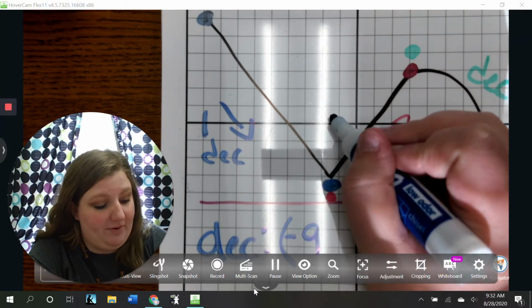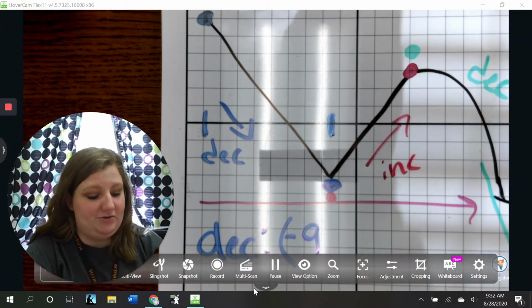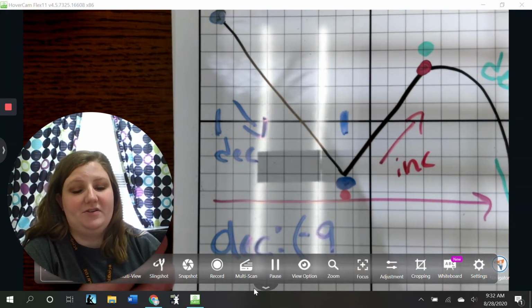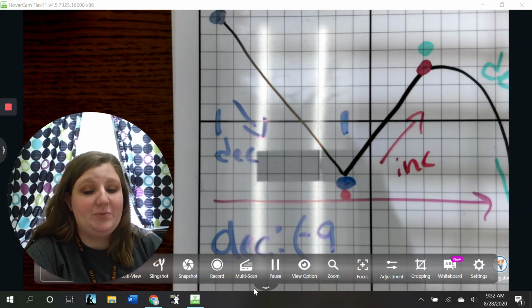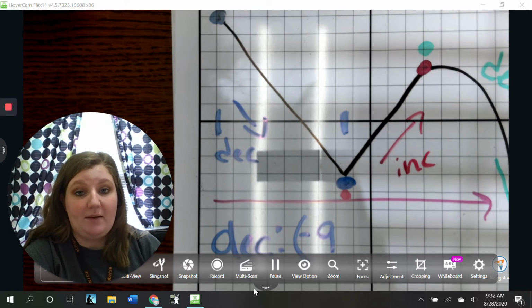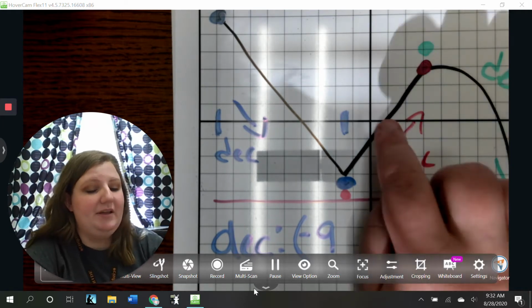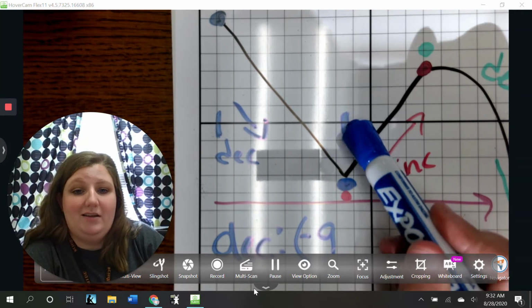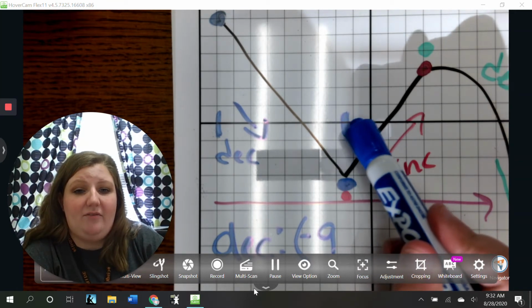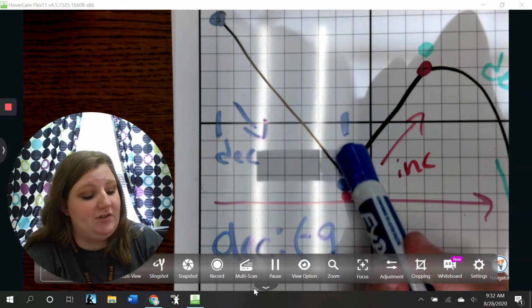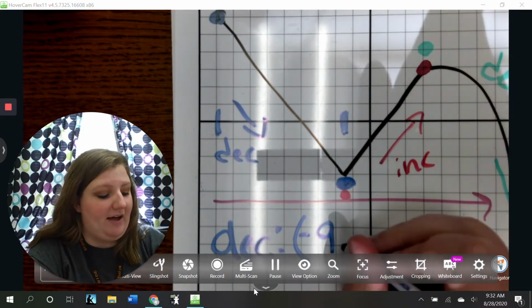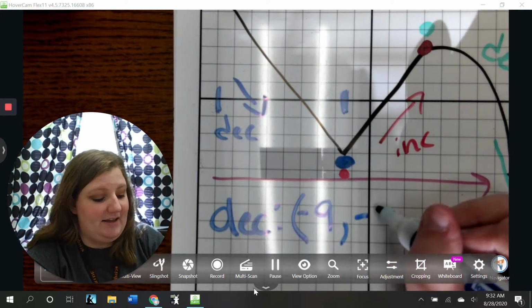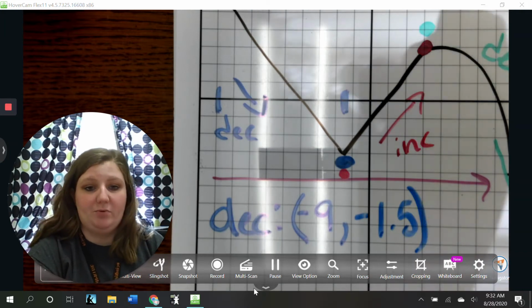So if we follow it up, it's right here in between those two marks. Hopefully you can see that through the glare. So we need to know the x coordinate for that point. So if we count over, we are -1, little less than -2, about halfway between -1 and -2. So that would be about -1.5. So from -9 to -1.5, we were decreasing.